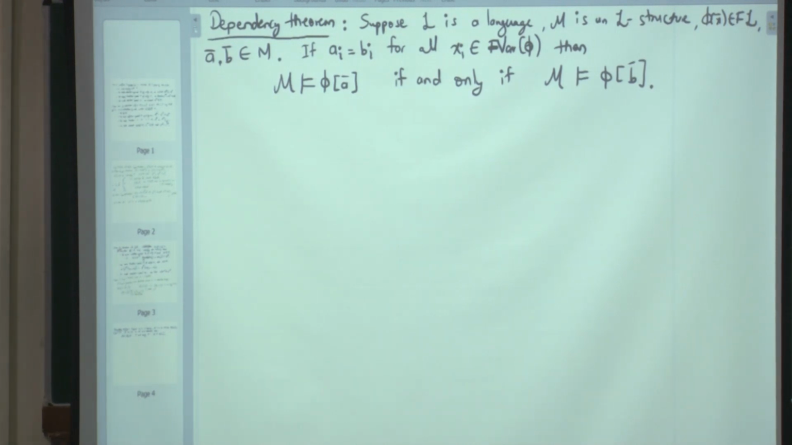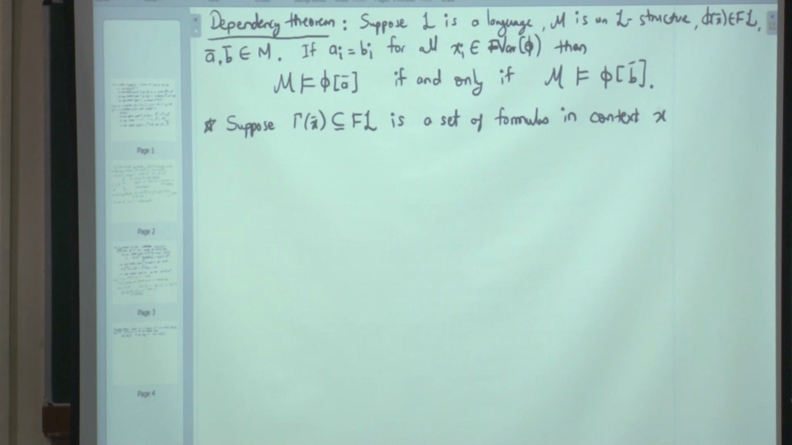Now, I am going to write down a bunch of definitions. They are not new for you. So, suppose gamma of x bar, a subset of FL, is a set of formulas in context x bar. So, this gamma of x bar could be infinite. The only condition that we need is that the number of variables which could occur in that infinite collection of formulas is still finite. That is again from x bar.